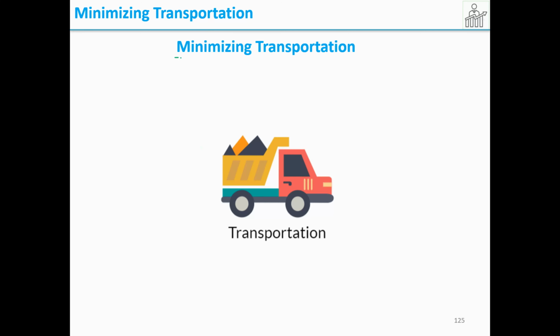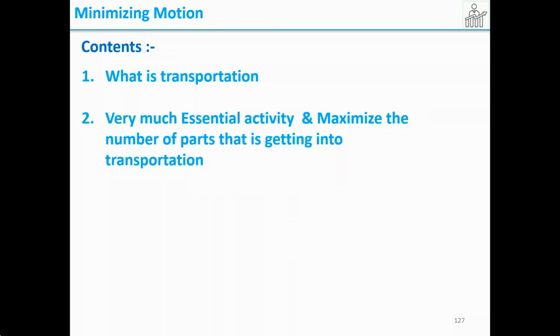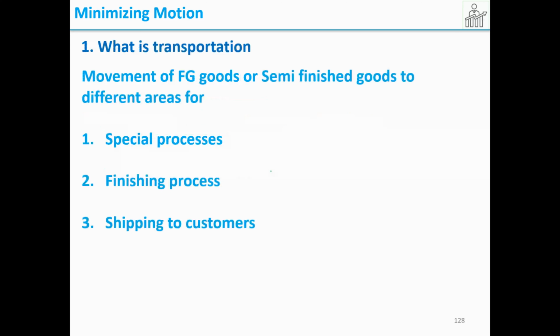So next we'll see minimizing transportation, how we can minimize the transportation. So what is transportation? Bulk movement of goods from one area to another area or to the customer place. The contents are: what is transportation, a very essential activity, and maximizing the number of parts getting into the transportation. Let us see.